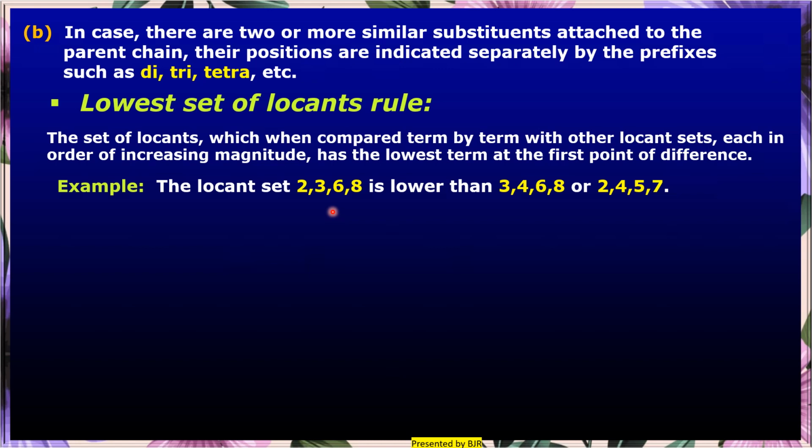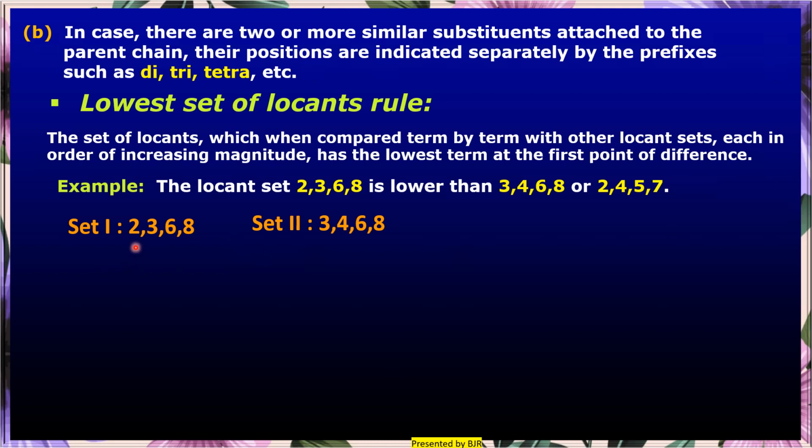And if we compare these locant sets, suppose I compare this locant set with these locant sets, term by term in the increasing order of their magnitude, this locant set is lower than these two. That means you have to compare term by term. See here, set 1: 2, 3, 6, 8. Set 2: 3, 4, 6, 8. If you compare these two sets term by term at the first point of difference, by looking at the first point of difference only, we can say which locant set is lower and which locant set is higher.